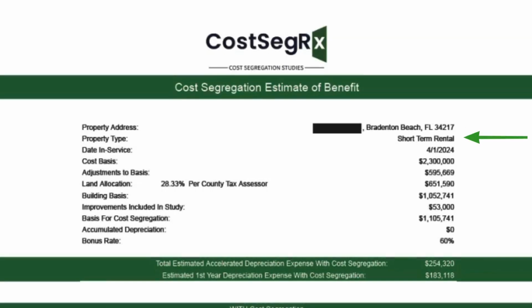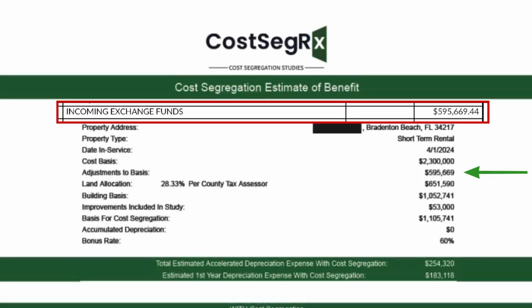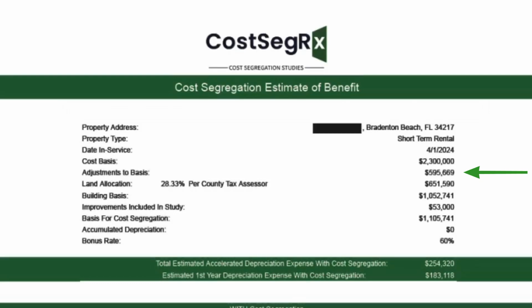It's a short-term rental. The property was placed into service on 4/1/2024. The purchase price was $2.3 million. That was the cost basis. Now, it looks like we have to make an adjustment to the basis because there were 1031 exchange funds brought into the transaction. So we are going to exclude those from the cost segregation study. They will need to remain in their current depreciation method.